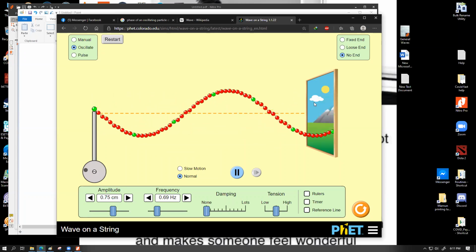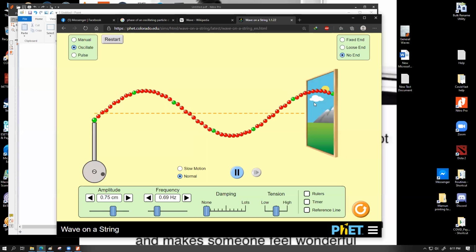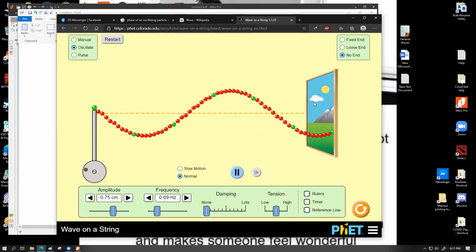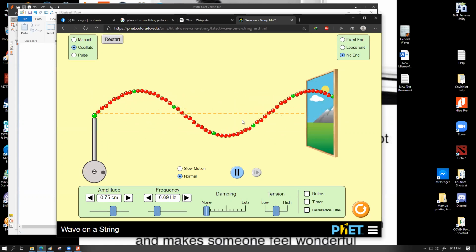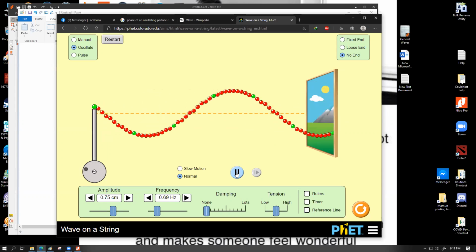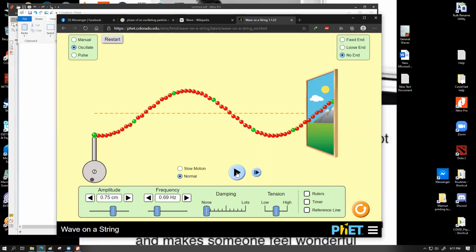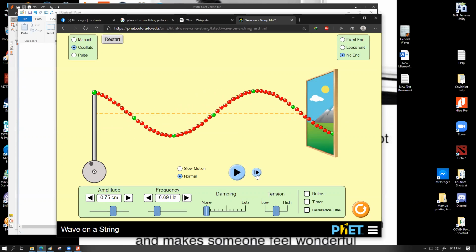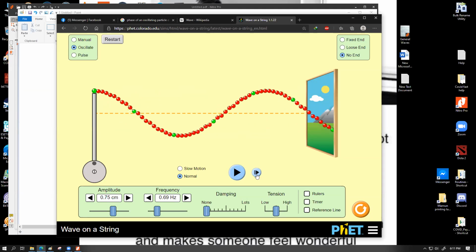One easy way to obtain the formula v equals f lambda, the defining equation for wave speed, frequency, and wavelength, is to have a keen observation of what is actually happening. Let me pause this over here at the crest position. When this dot is at the top, this is the crest position.